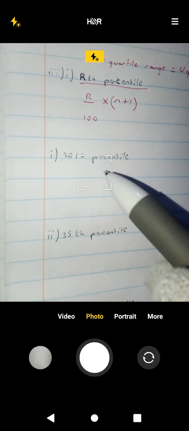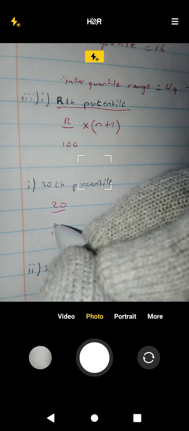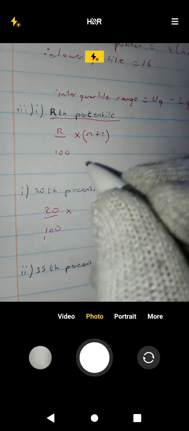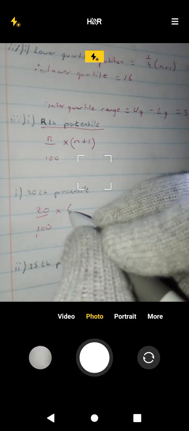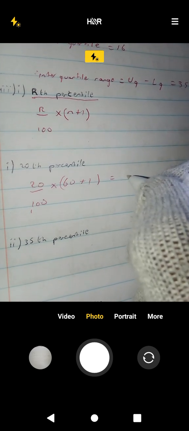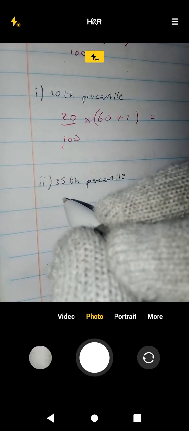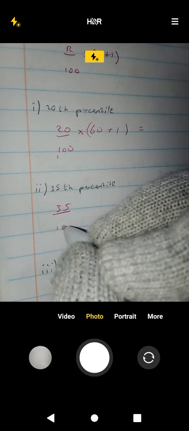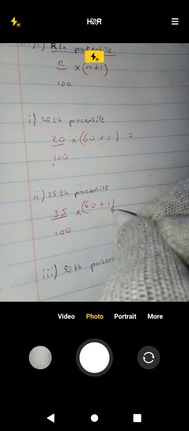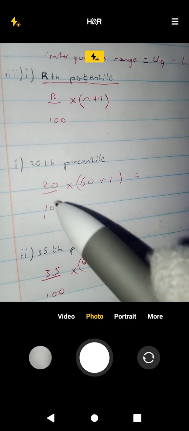Now let's do the 20th percentile. So it will just be 20 over 100 times n, which is 60, so times 60 plus 1. Please do your calculations and find the answer. And then the 35th percentile should be 35 over 100 times 60 plus 1. Okay, for practice purposes, let's just do the answers.